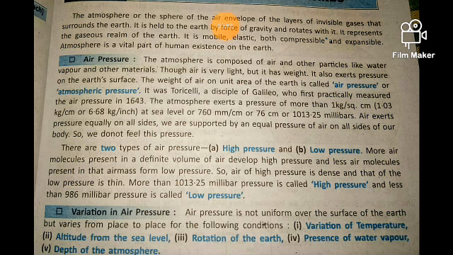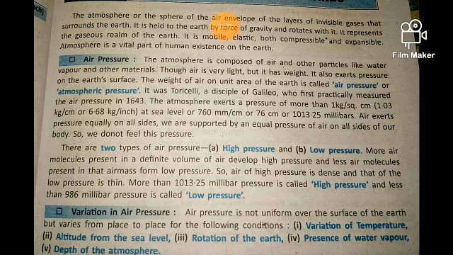There are two types of air pressure. Number 1, high pressure, and number 2, low pressure. More air molecules present in a definite volume of air develop high pressure, and fewer molecules present in that air mass form low pressure. So, air of high pressure is dense and that of low pressure is thin. More than 1013.25 millibar pressure is called high pressure, and less than 986 millibar pressure is called low pressure.